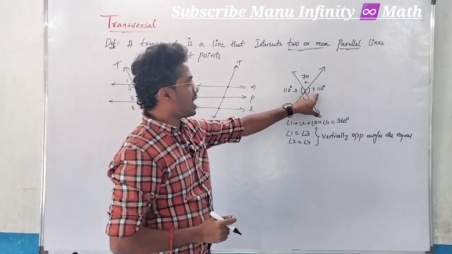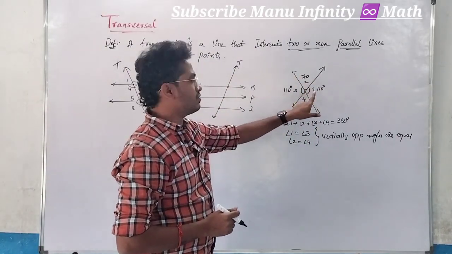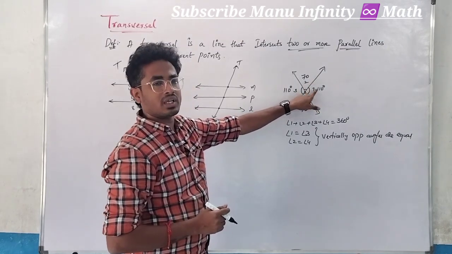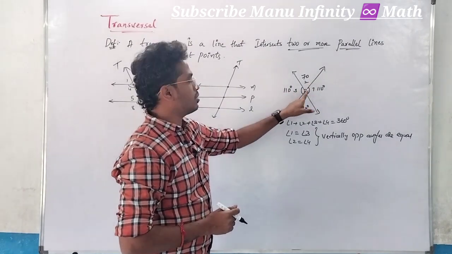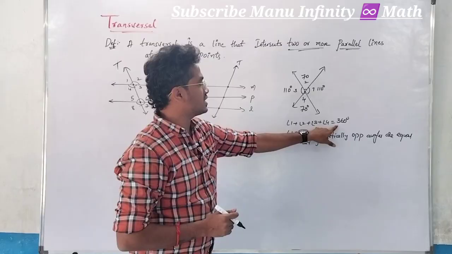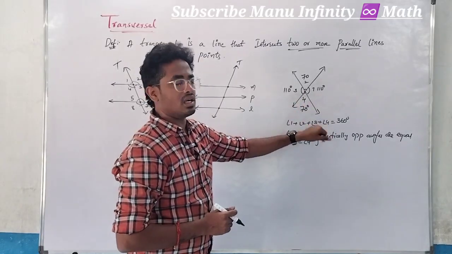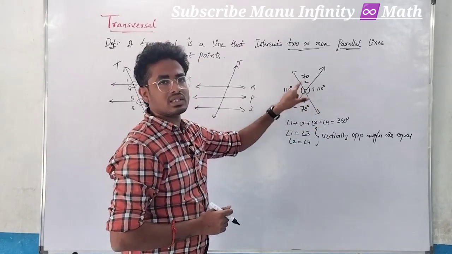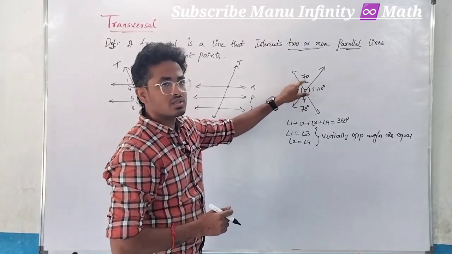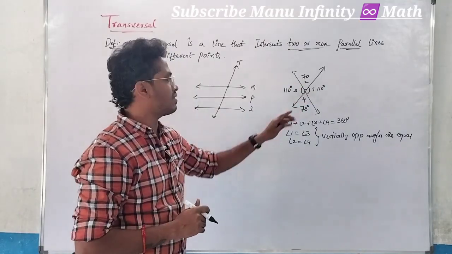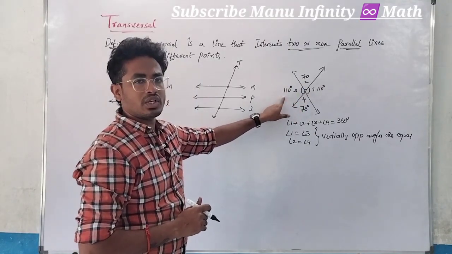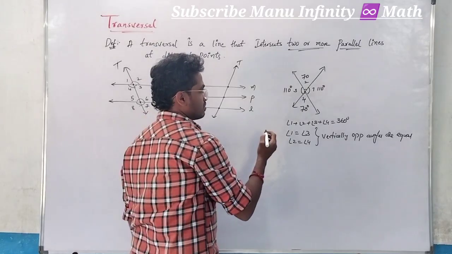So if they give one angle, you can tell the other three angles. If they give 110, automatically the vertically opposite angle is also 110. The remaining angle should be total 360 minus 220, that is 140. Here two angles are there, right? So they are equal. So 140 can be divided into 70, right? So do you understand the concept here? Right. Next, one more concept.